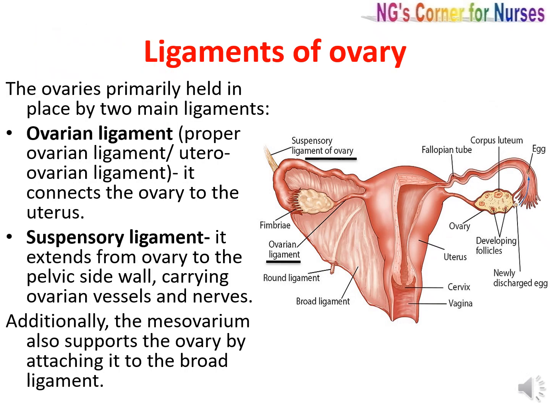Next, coming to the ligaments of ovary. The ovary is primarily held in place by two main ligaments, ovarian ligament and suspensory ligament. Ovarian ligament connects the ovary to the uterus, and the suspensory ligament extends from ovary to the pelvic side wall carrying ovarian vessels and nerves. And additionally, the mesovarium also supports the ovary by attaching it to the broad ligament.